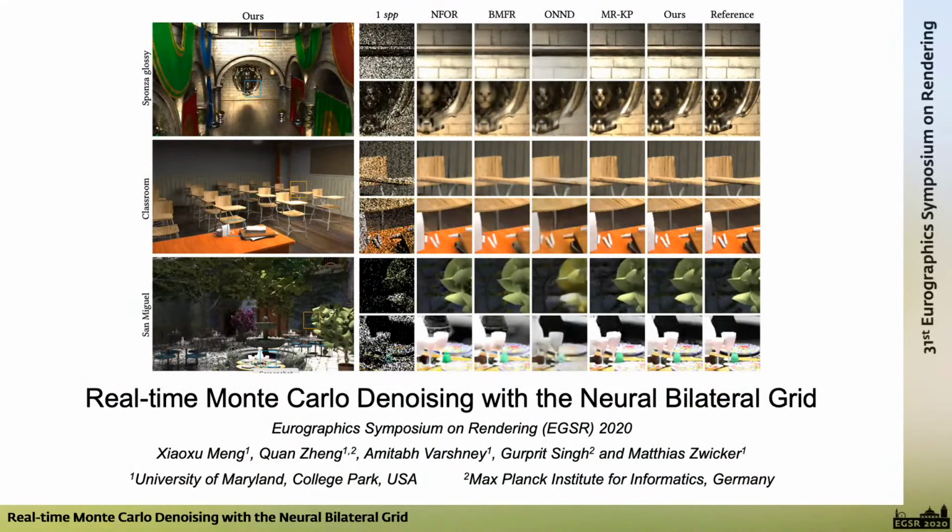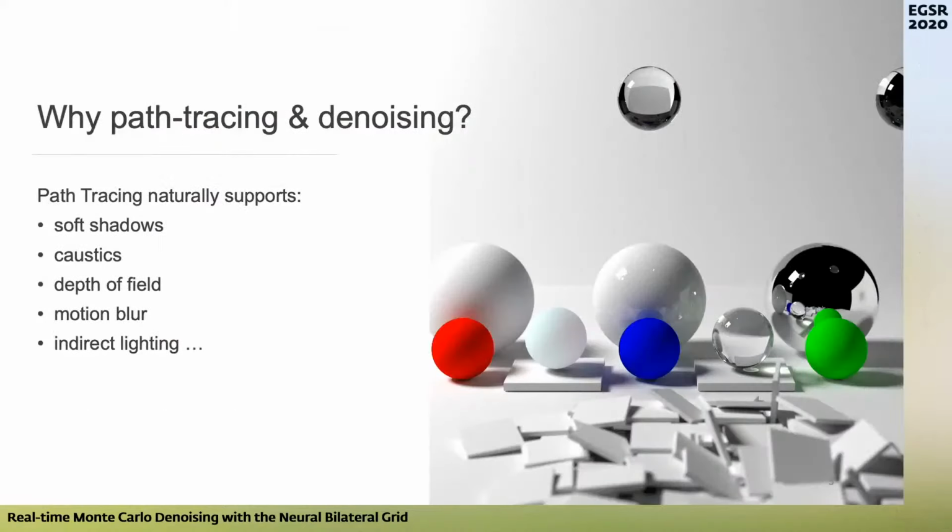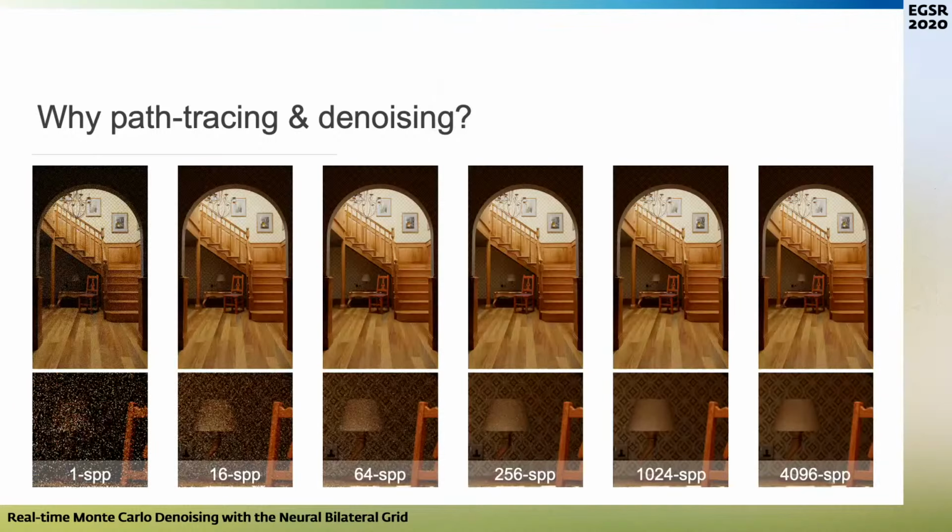Good morning and good afternoon. Today I'm going to present real-time Monte Carlo denoising with the neural bilateral grid. Path tracing is a commonly used Monte Carlo method of rendering photorealistic images. Path tracing naturally simulates many effects that have to be specifically added to other methods, such as soft shadows and indirect lighting. However, in order to get high-quality images from path tracing, typically you need hundreds to thousands of samples to avoid noisy artifacts.